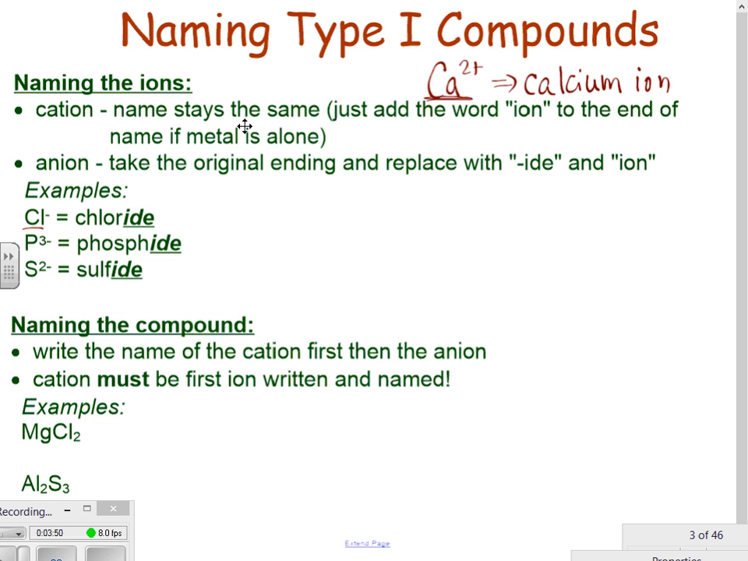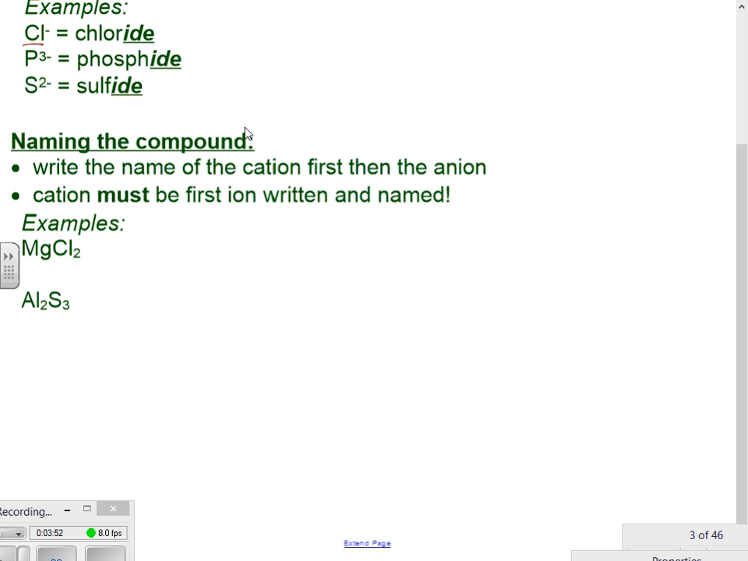So when we name the compound, we want to write that cation first because it is the first atom listed in its formula. And then you write the anion's name with the IDE ending. So Mg and Cl2. So Mg is called magnesium.